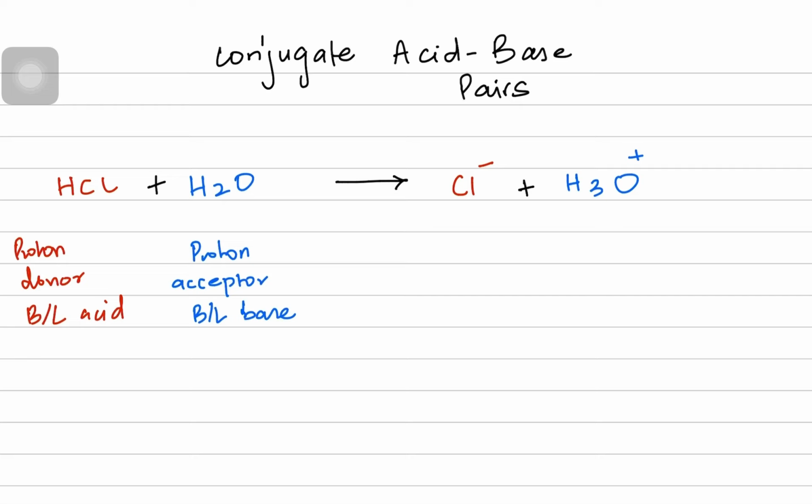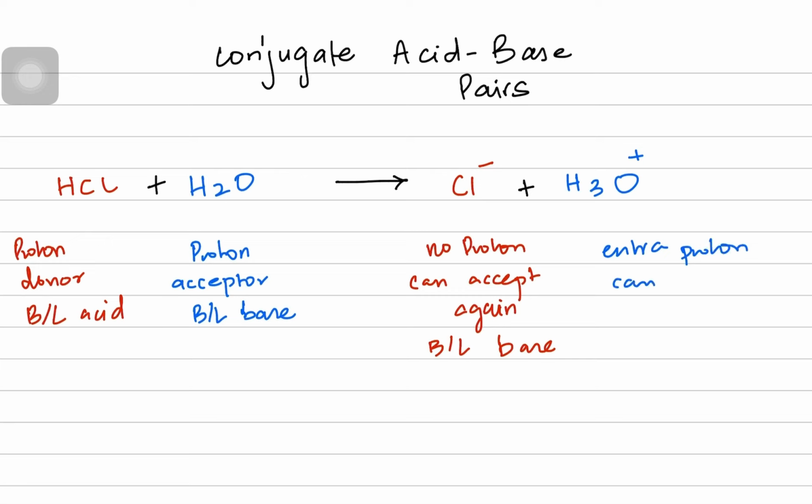Notice that in the H3O plus you have an extra proton and chloride has no proton. So chloride, since it has no proton, can try to accept a proton again. That is why it acts as a Bronsted-Lowry base. HCl was an acid, but Cl minus is a base, while H3O plus has an extra proton which it can donate, and that is why it acts as a Bronsted-Lowry acid.